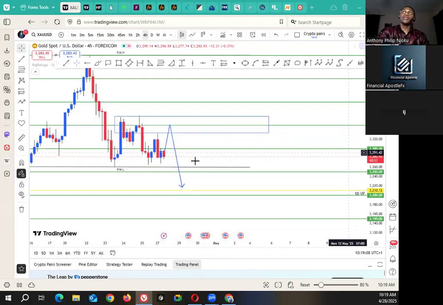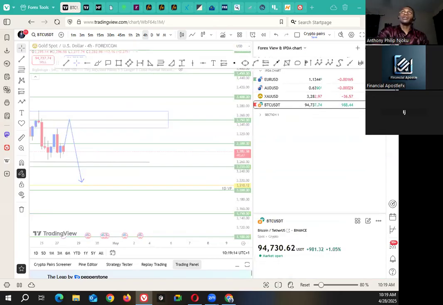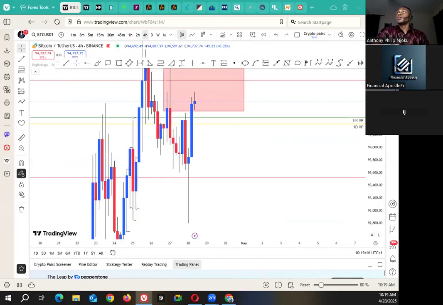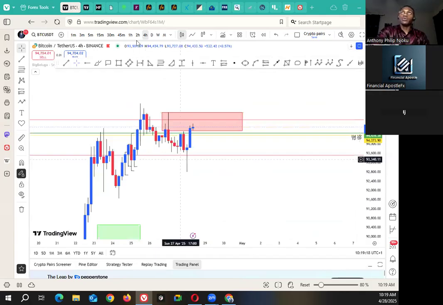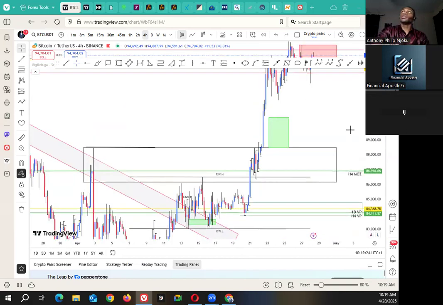So that's what I see currently for gold. Then with that in mind, the next is Bitcoin, people's money. So we update Bitcoin because last week's forecast on Bitcoin was accurate and top notch.